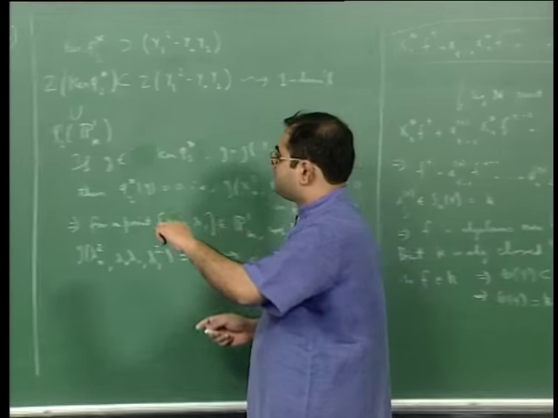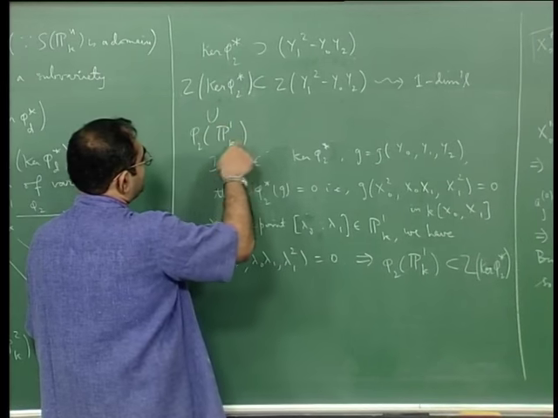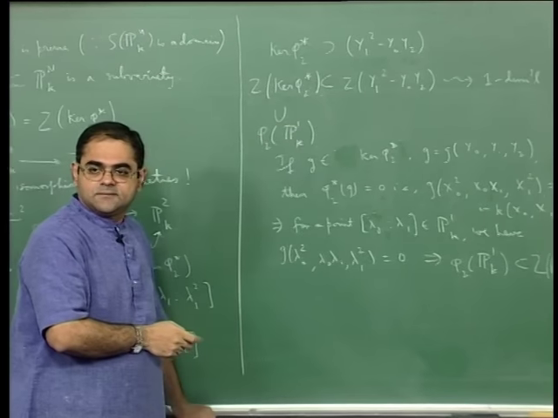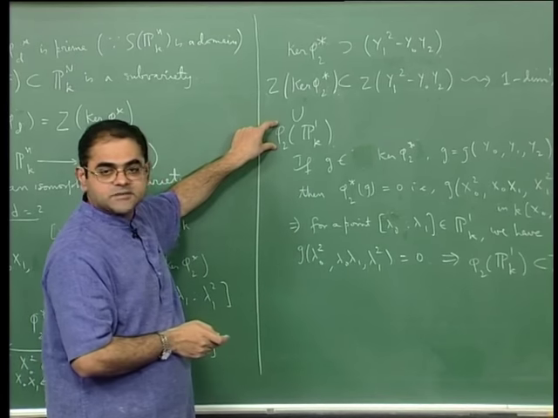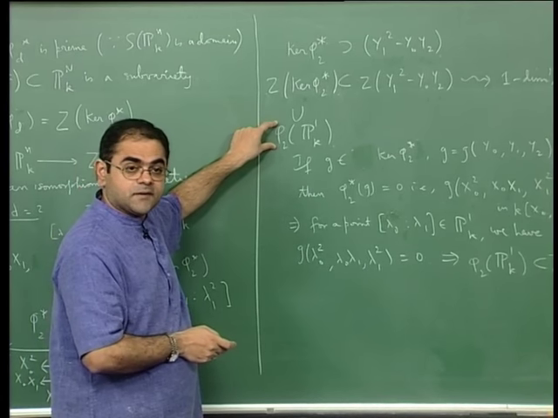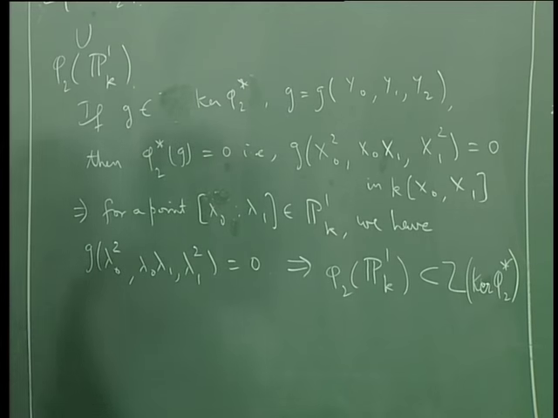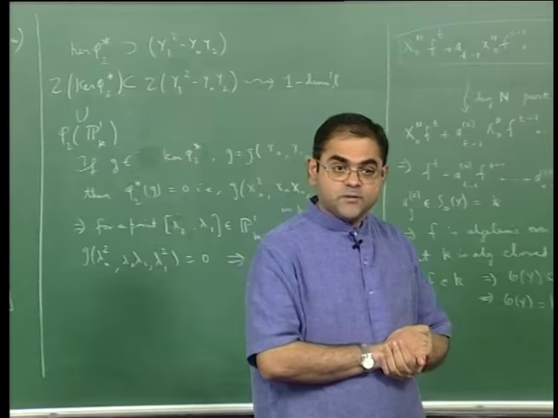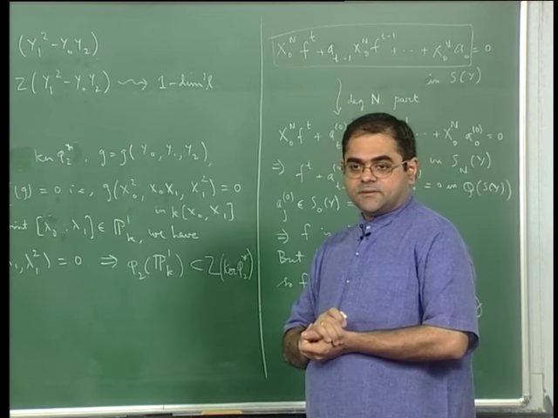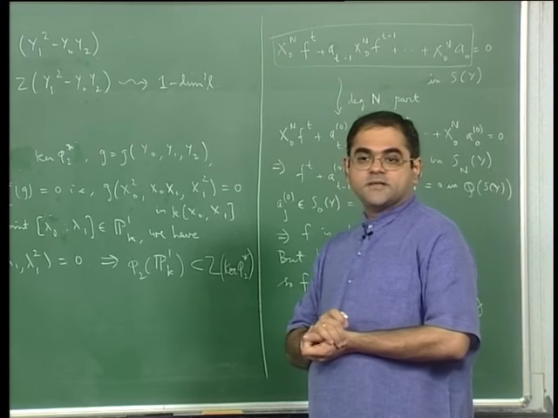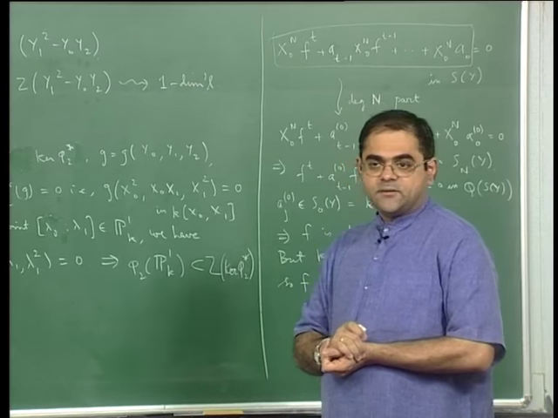Now what you must understand is that this is already one dimensional. Mind you, topologically phi 2 is injective. In fact, topologically you can check phi 2 is a homeomorphism. Phi 2 is injective. These are all things that you can check.